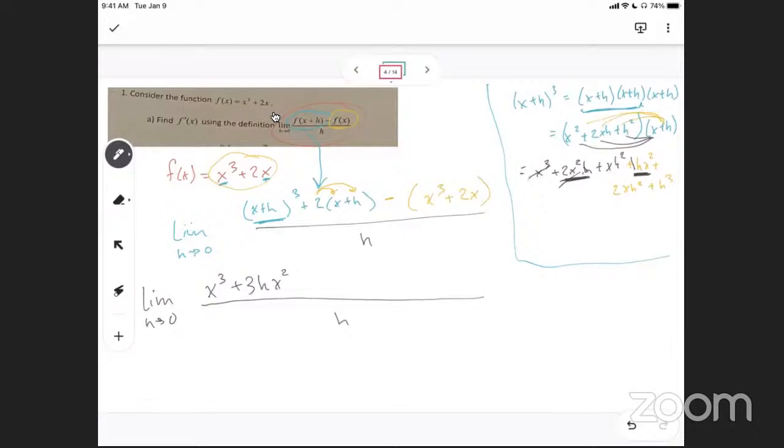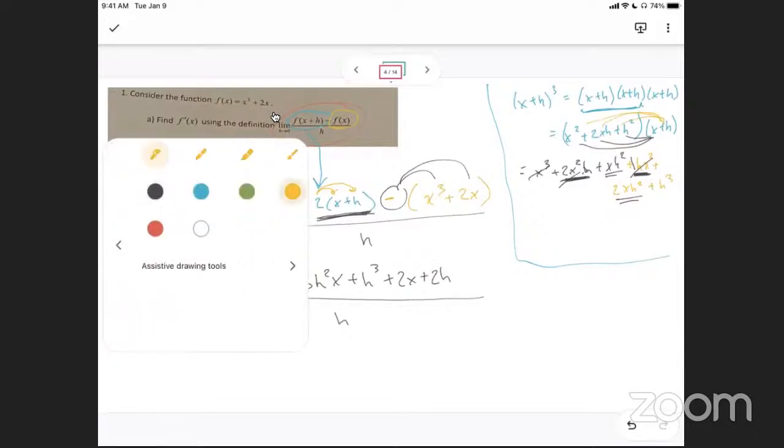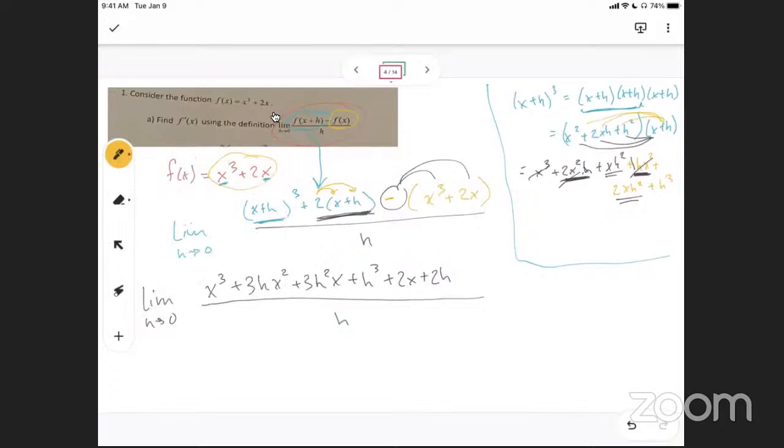So I took care of those. Now these two right here, what are those going to add to? 3xh squared. Good. I'm going to write h squared x because I'm going to write the x last. And then plus h cubed. Got it? Now let's distribute this in here and add that in here. So this is plus 2x plus 2h, right? Yep. Now let's distribute this in here, in yellow so you can see the color coding. That's minus x cubed minus 2x. Okay. Are we with me?